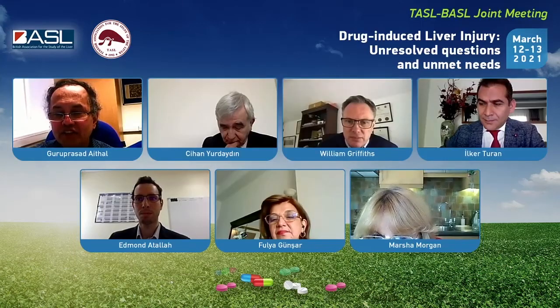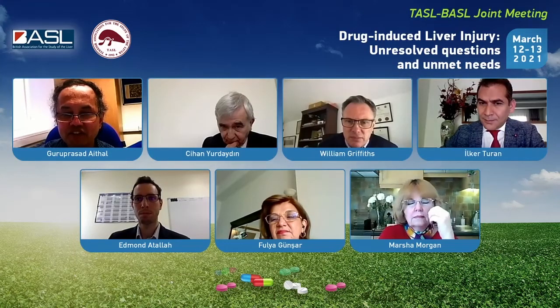One of them was about the pattern of liver injury and its discordance with histology. William, what do you feel about discordance? Do you feel pattern of liver injury is good enough, or you feel it's being used for all kinds of liver disease rather than just acute liver injury?